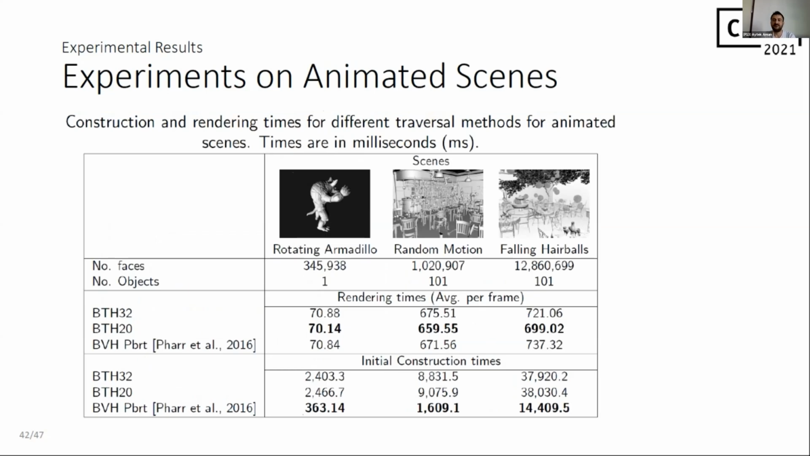And these are for the animated scenes. We have a rotating armadillo, we have random motion, and we have falling hairball scenes. And again, our structure, especially the 20-byte version, is very competitive compared to the BVH, but still the construction times are nowhere close.